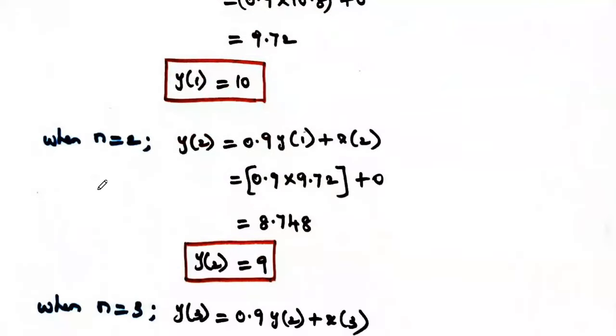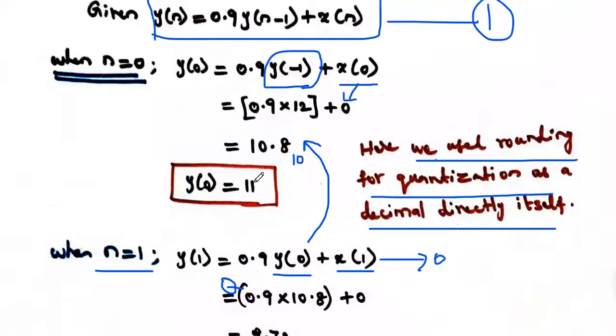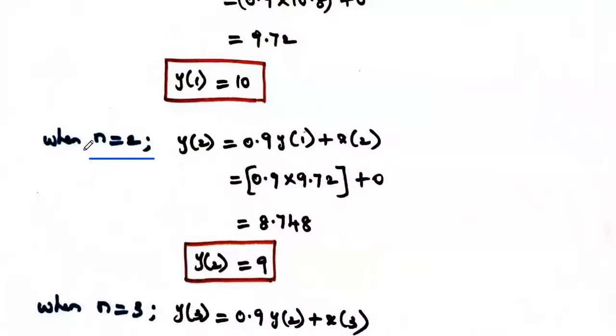Then the next one, at time n equal to 2, we are going to calculate the output. Up to which point are we going to calculate? Until the output becomes constant. Again and again, the same output will come after some time. That is called limit cycle oscillation. So up to that point, we have to calculate the output. You see at time n equal to 0, the output is 11. At time n equal to 1, the output is reduced to 10. Similarly, we have to calculate at time n equal to 2.